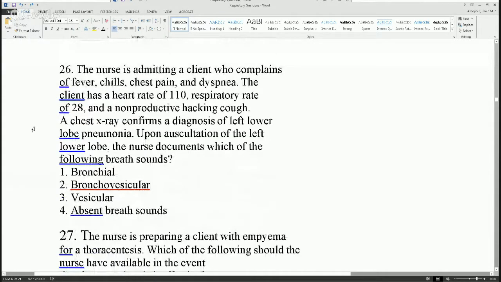Jeff, the nurse is admitting a client who complains of fever, chills, chest pain, and dyspnea. They have a heart rate of 110, respiratory rate of 28, and a non-productive hacking cough. Chest x-ray confirms a left lower lobe pneumonia. Upon auscultation of the left lower lobe, the nurse documents which of the following breath sounds?